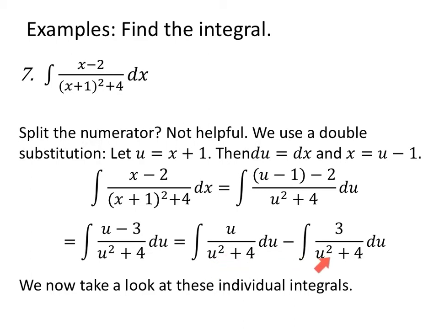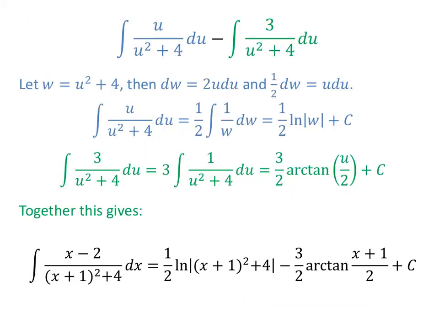And now I'll split the integral: u over u squared plus 4 du minus the integral of 3 over u squared plus 4 du. So I couldn't do it here, and you should satisfy your curiosity as to why it would not work. Then we do a double substitution, and now we can split it and see what happens.